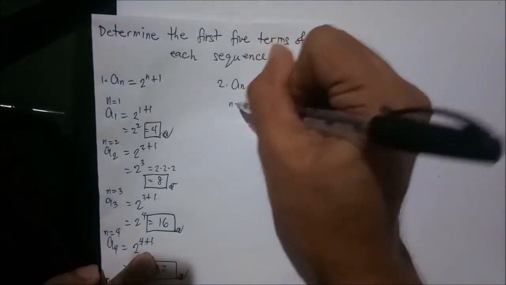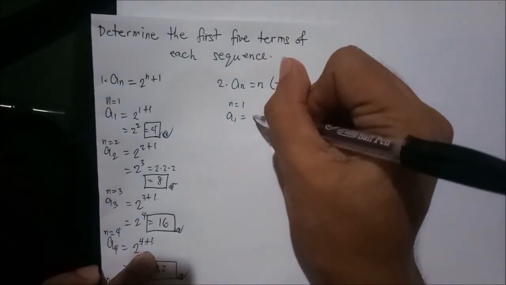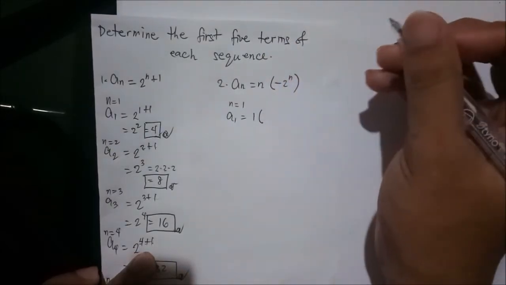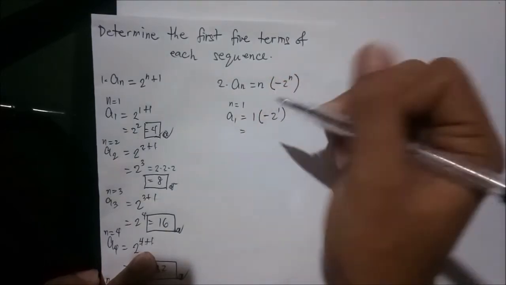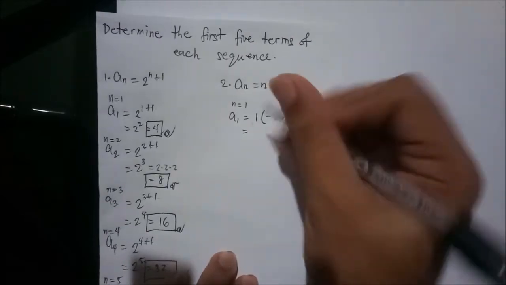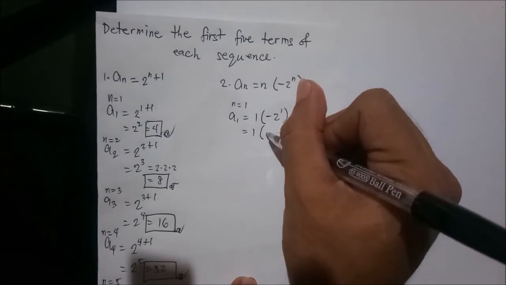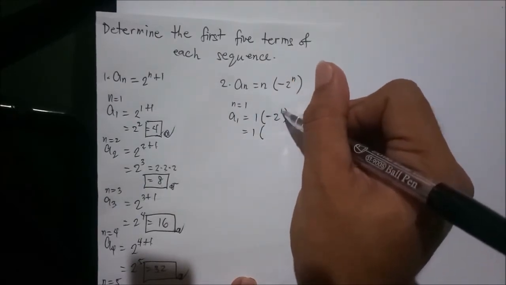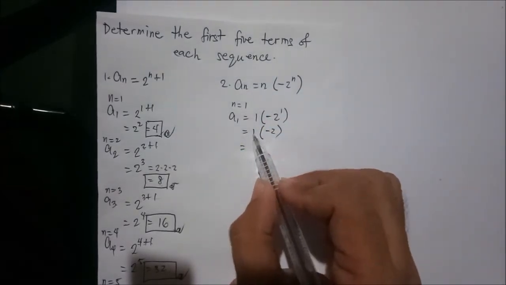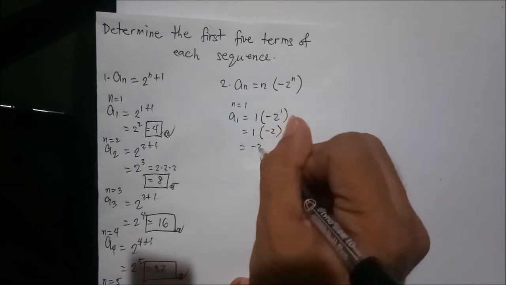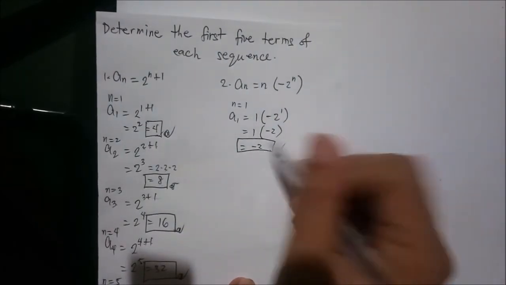What is the value of n? Equals 1. So a sub 1, 1 times negative 2 to the power of 1. Negative 2 to the power of 1 equals negative 2. Positive 1 times negative 2 equals negative 2. So the first term, or a sub 1, is equal to negative 2.